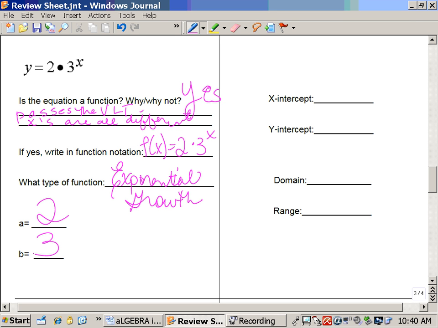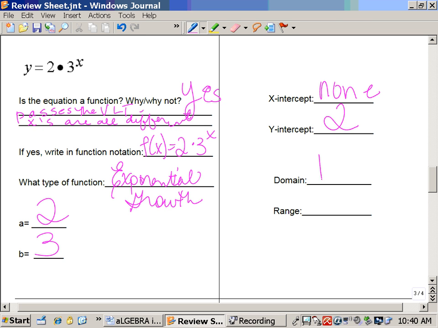The x-intercept? It doesn't have one. Remember, it gets really close, but it never touches. So this is going to be none. What's the y-intercept? 2. Do you know what the domain and range are right now, or do we need to think about it? I think about a domain a little bit.